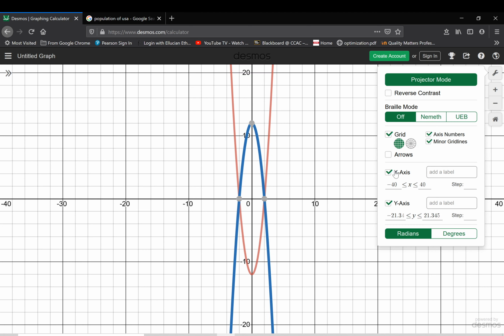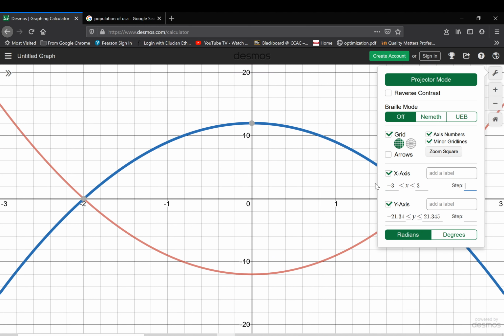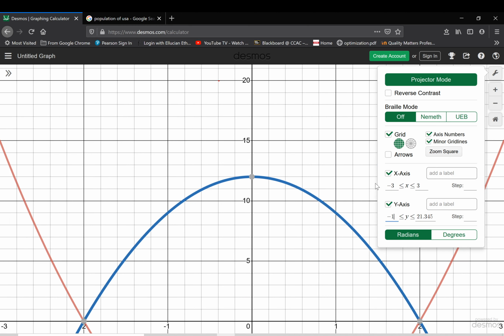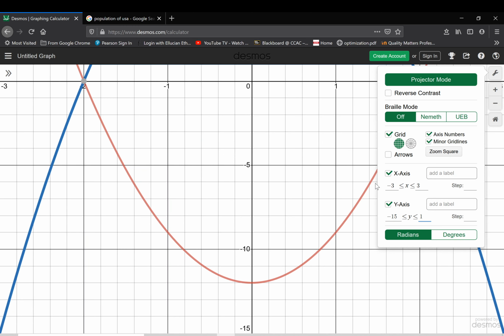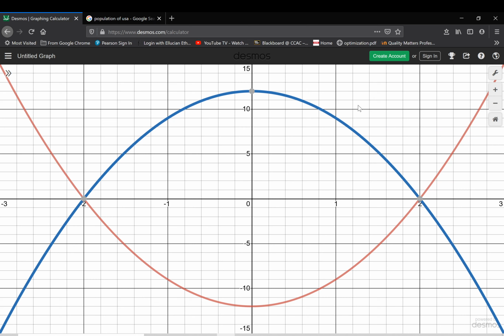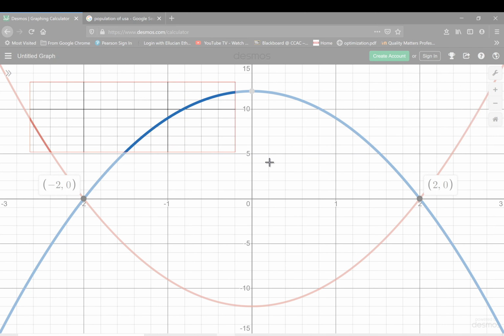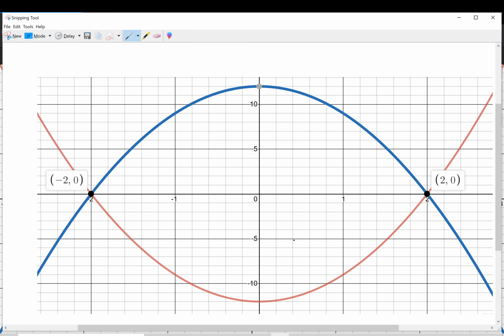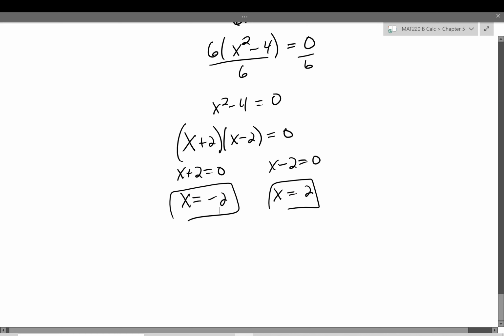So let's change the properties. We're going to make this look real pretty. So we're going to go from -3 to 3, and then we're going to go from -15 to +15. All right. Now, the x values we found, -2 and 2. Look what we have right here: negative 2 and 2. So let's go ahead, let's snip this. Let's put this in our notes.